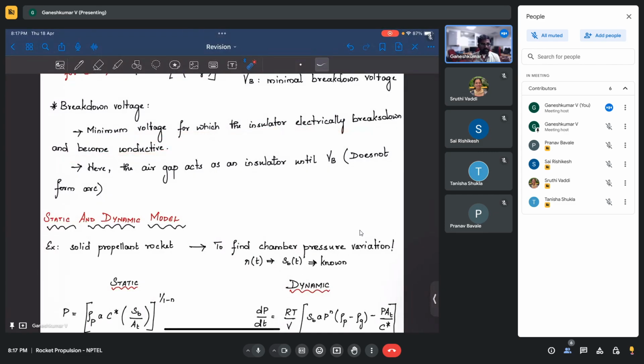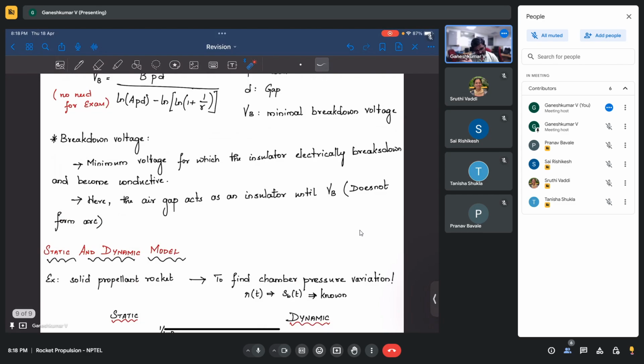So if you have an insulator and you apply a voltage difference across it, since it's an insulator, it should not allow current through it. But if you put a very high voltage, at a certain potential difference the insulator breaks down electrically and becomes conductive, so it starts passing some amount of current. And that is what the breakdown voltage is.